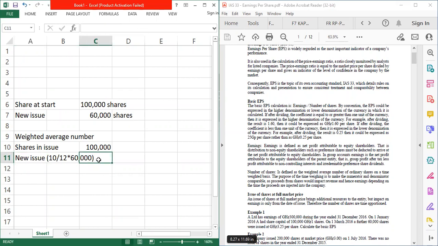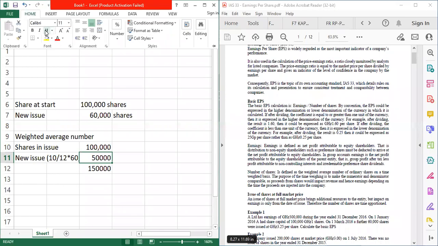50,000. Okay. So what would be the total weighted average number of shares? 150. That will give us 150,000. So this is the number of shares that we use for the earnings per share.